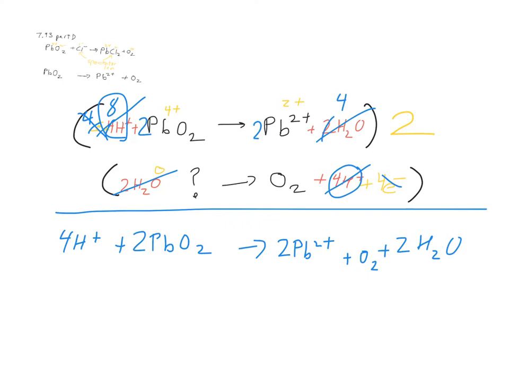Alright, this would be good if we were in an acid. Are we in an acid? No. We're in a base, so we've got to add those hydroxides in. Because we're in the base, we've got to add those hydroxides. When I do that, I have to add them to both sides, and I have to add 4 of them, right? 1 for each hydrogen ion.